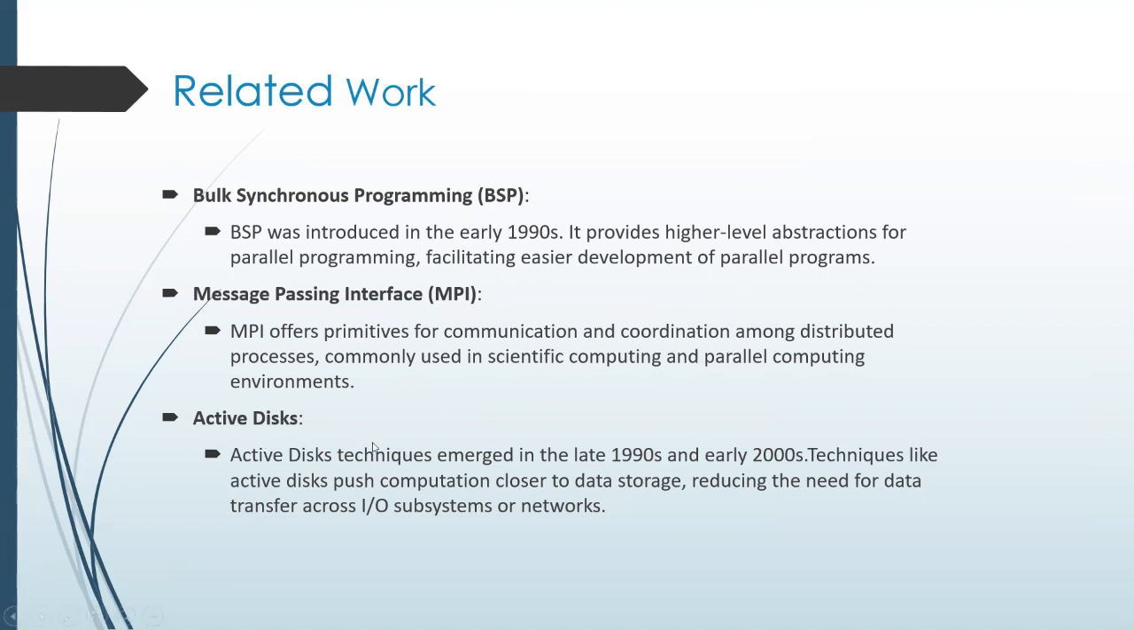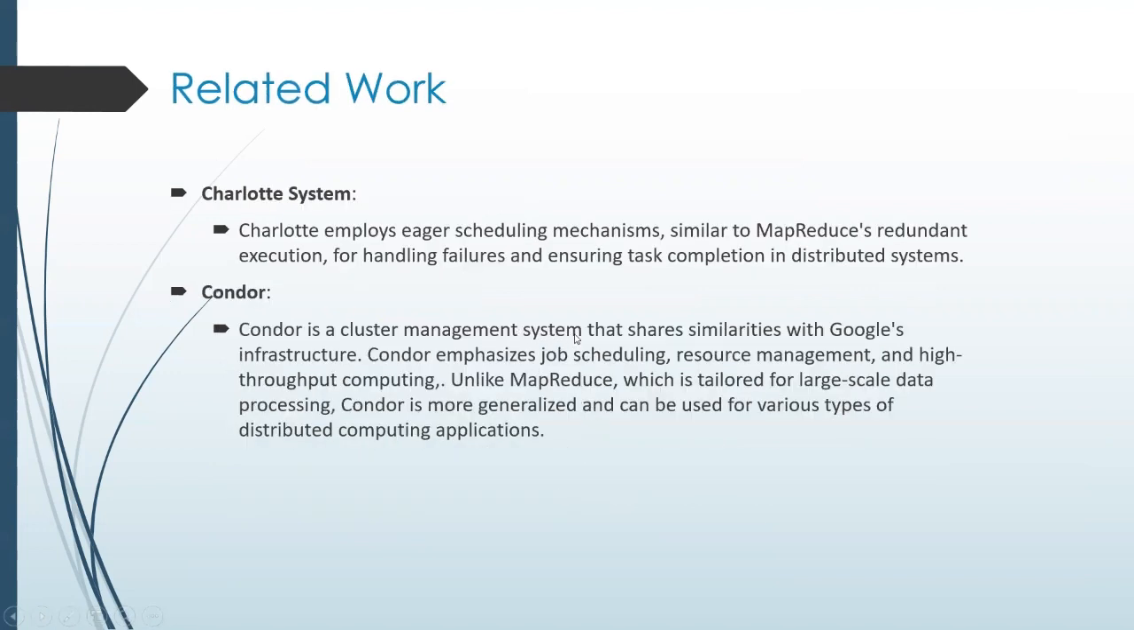Active disk emerged in the late 1990s and 2000s. It improves I/O performance, but these are not high-level programming models such as MapReduce. Also, Condor, which is a cluster management system, shares similarities with Google's infrastructure. This is also not a high-level programming model like MapReduce. The Charlotte system employs an eager scheduling mechanism, but it does not have an automatic fault tolerance mechanism.